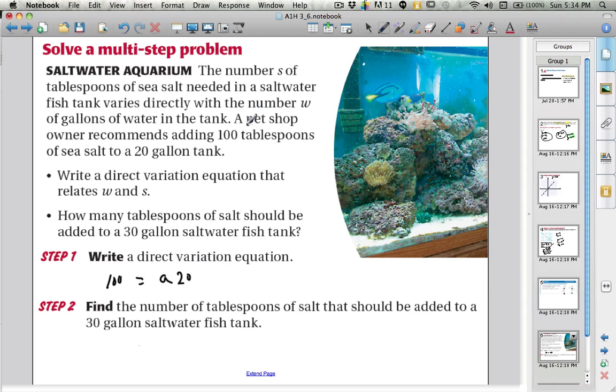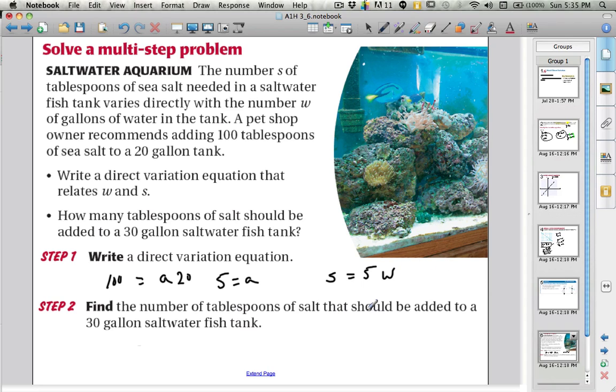So in this case, remember, I know that the W is going to be the X value, or the independent variable, because as I change the gallons of water, that's going to change how much salt. It isn't that we change how much salt and consequently we add more water. That's not the model they're describing. So if I go ahead and divide both sides by 20, I know that A is equal to 5. So I know that S, the number of teaspoons, is equal to 5 times the gallons of water.